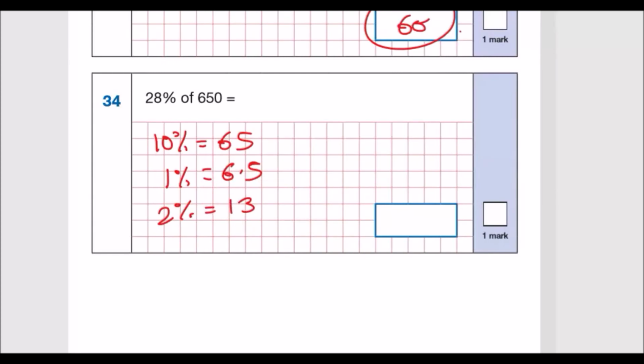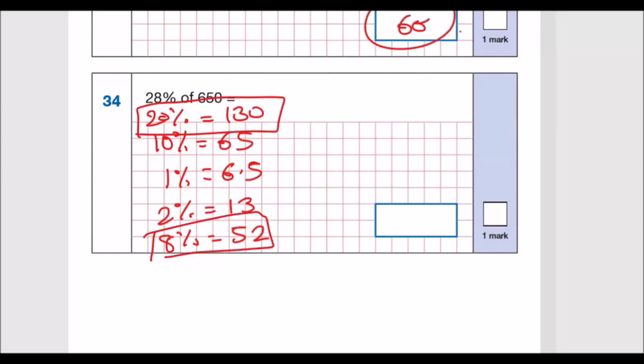To find 8%, times it by 4. 13 times 4 is 52. And to get 20%, which is over here, double the 65, which is 130. And therefore, 28% would be this figure here plus this figure here. 130 plus 52 is 182, guys.